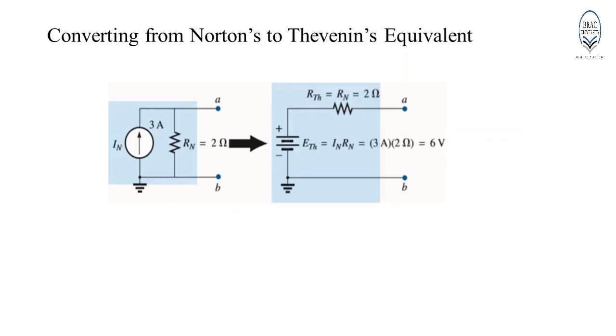It is possible to convert from Norton's equivalent circuit to Thevenin's equivalent circuit and vice versa using source conversion theorem. In case of Norton's equivalent circuit, the Norton's resistance Rn must be connected in parallel with the Norton's current source In. Whereas in the Thevenin's equivalent network, the Thevenin resistance Rth must be connected in series with the voltage source E Thevenin.